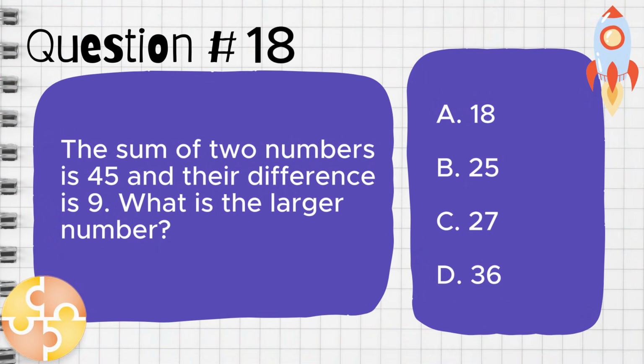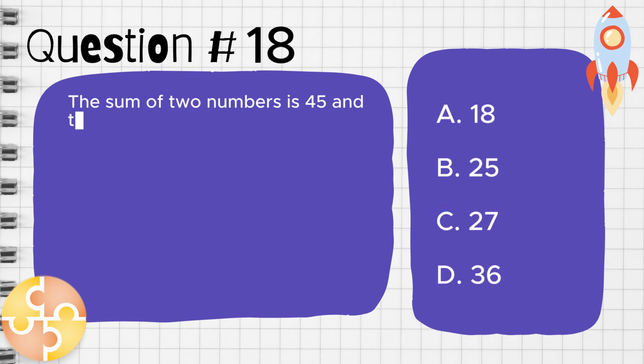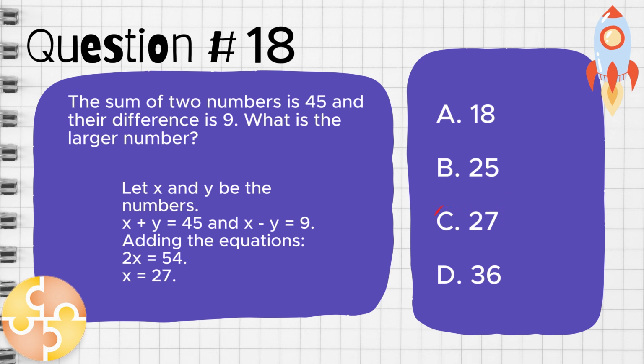Time's up. The correct option is C. 27. Here's why. Let x and y be the numbers. X plus y equals 45 and x minus y equals 9. Adding the equations, 2x equals 54, x equals 27.